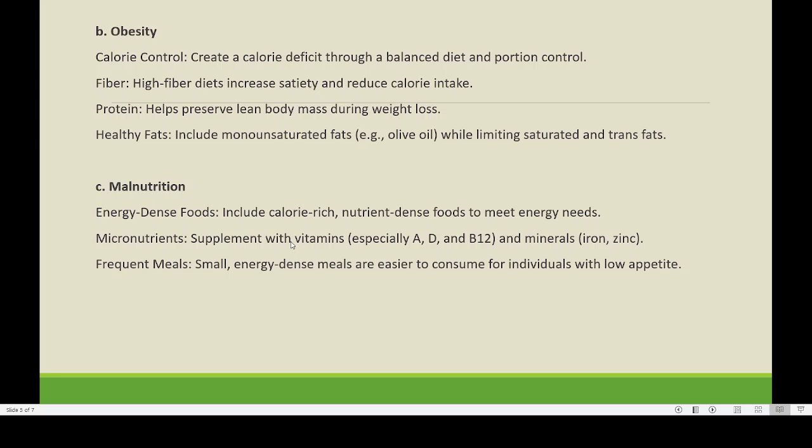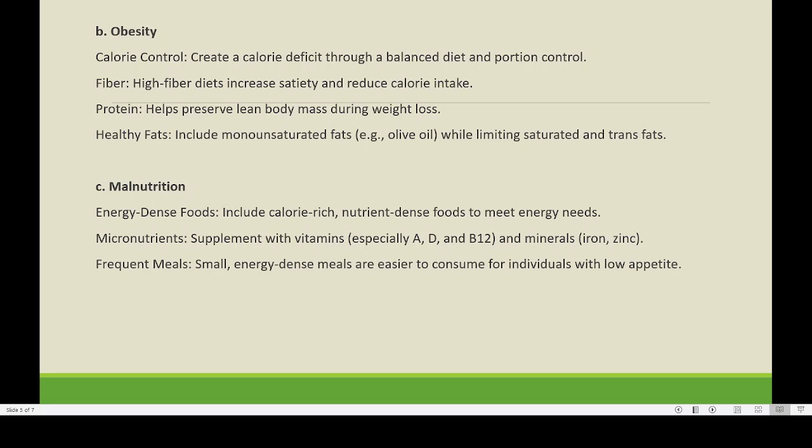Similarly, they should also take a lot of vitamin A, vitamin D and vitamin B12, along with a lot of iron and zinc. So all these are micronutrients. They will increase your immunity. They will make your bones stronger.